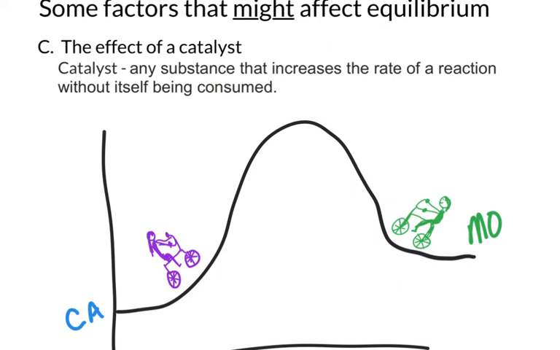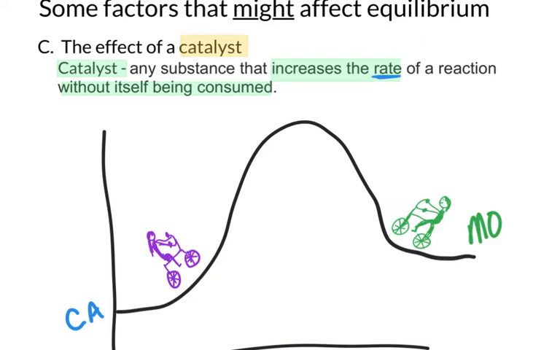Now let's look at how a catalyst might affect the equilibrium. So let's first define what a catalyst is. As you recall, a catalyst is any substance that increases the rate of a reaction without itself being used up. And so it's important because this does affect the rate of a reaction. And we'll look at how a catalyst increases the rate of reaction to see what effect it has.